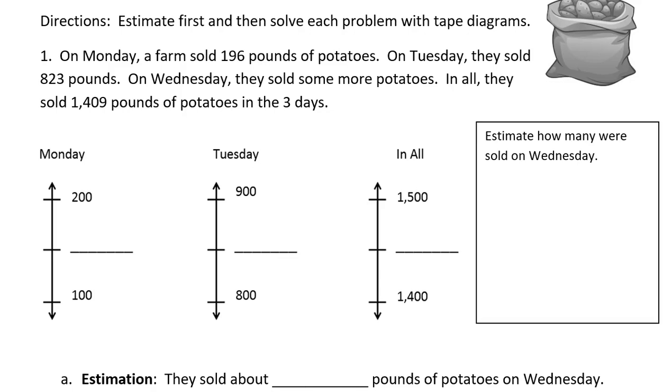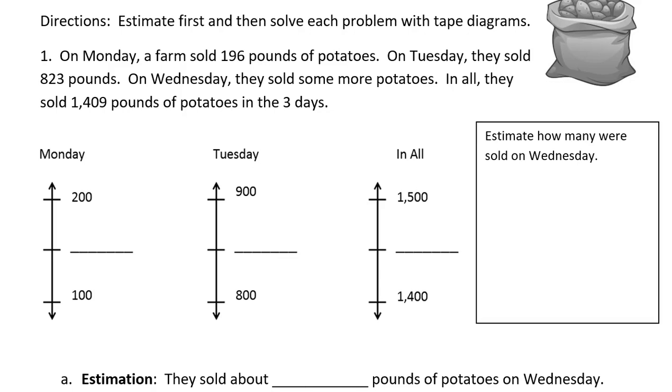The first problem says, on Monday, a farm sold 196 pounds of potatoes. On Tuesday, they sold 823 pounds. On Wednesday, they sold some more potatoes. In all, they sold 1,409 pounds of potatoes in the 3 days. And we need to estimate how many potatoes they sold on Wednesday. So let's start with rounding our numbers to help with that estimation.